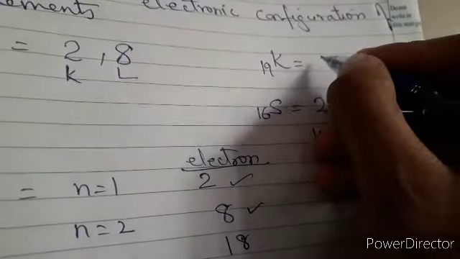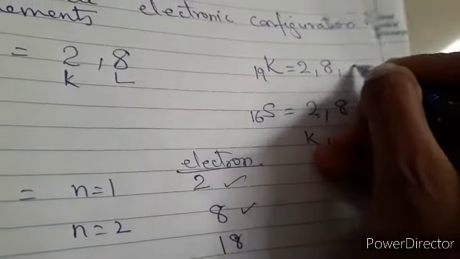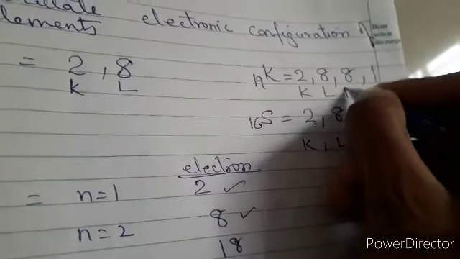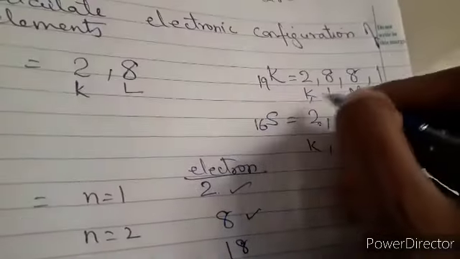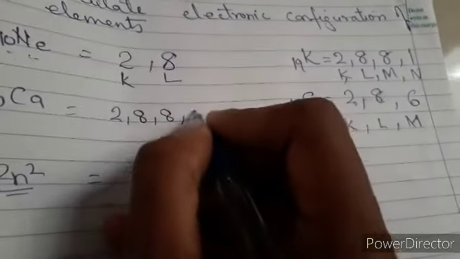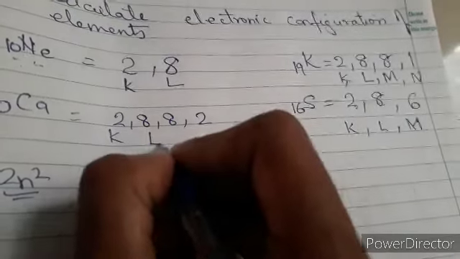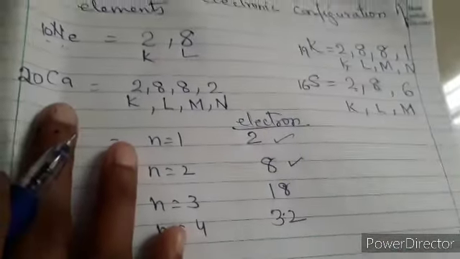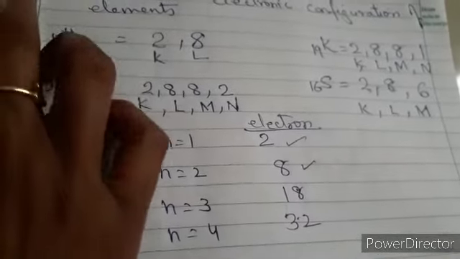Over here also, it's 2, it's 8, then 8, then 1. So it is K, L, M, N. Put commas over here. Now let's focus on this: 2, then 8, 8 and 2. It's K, L, M, N. This way you will write down the electronic configurations for different elements.